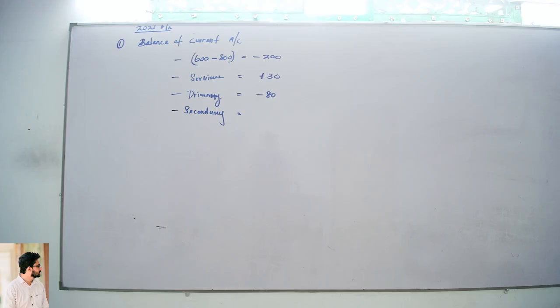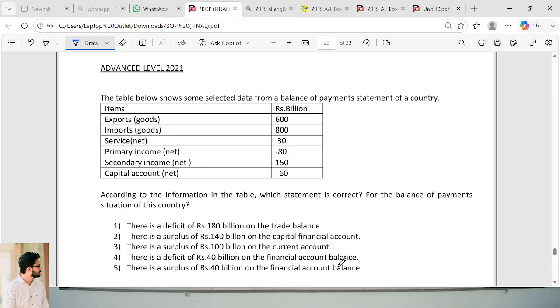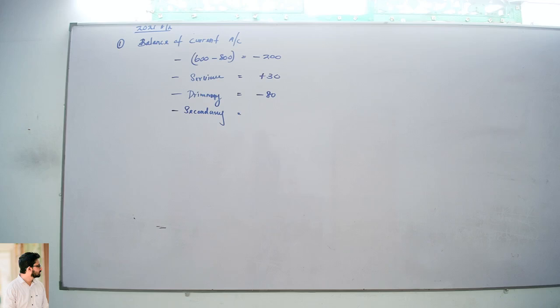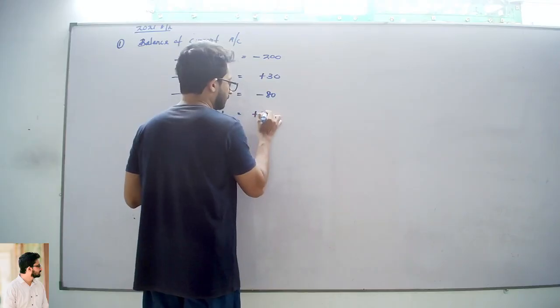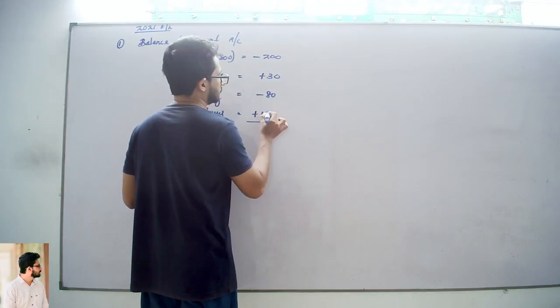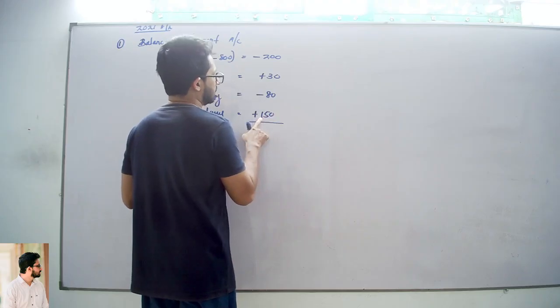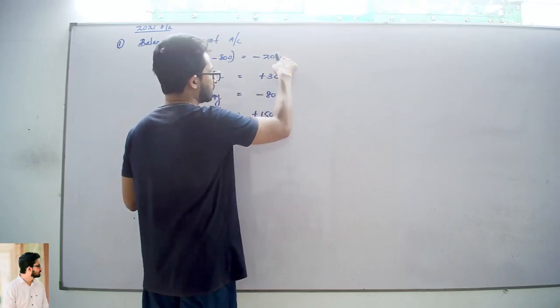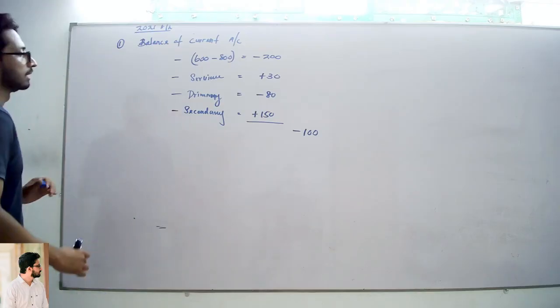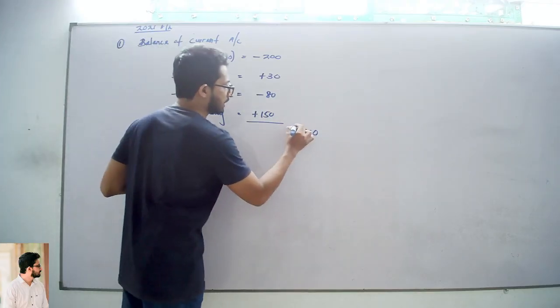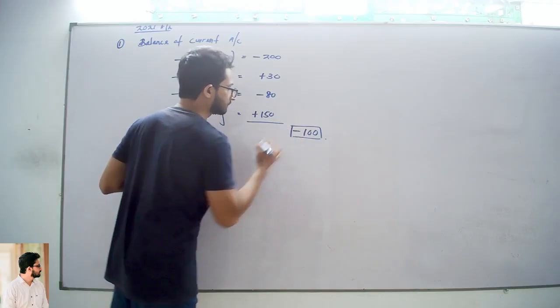Right, we'll see. Secondary, how much is the value? Secondary income account plus 150. Now add them together. Minus 100, right, lamai? Yes. This is the balance of current account. The balance of current account is a minus 100 deficit.